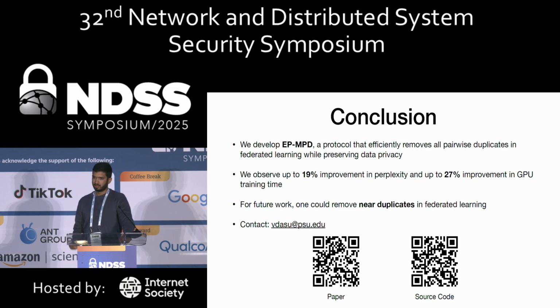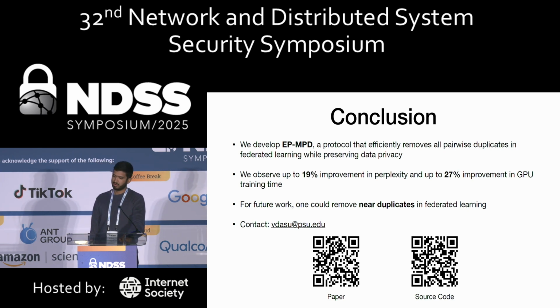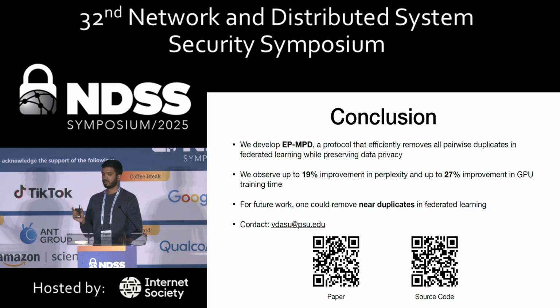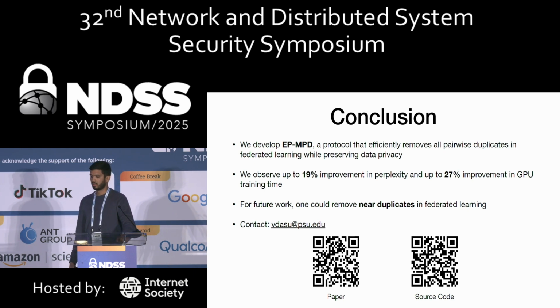So in conclusion, we develop EP-MPD, a protocol that efficiently removes all pairwise duplicates in federated learning while preserving data privacy. And we observe up to 19% improvement in perplexity and up to 27% improvement in GPU training time. And for future work, one could consider removing near duplicates, where a near duplicate could be parts of a sentence repeated instead of the entire text sequence. That's something that we do not consider in our work currently.